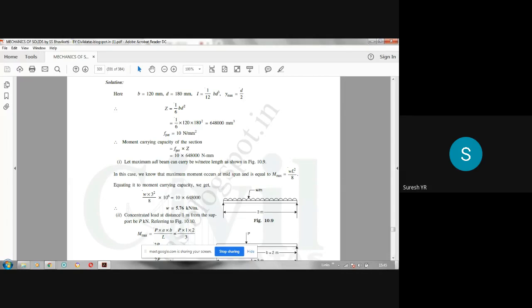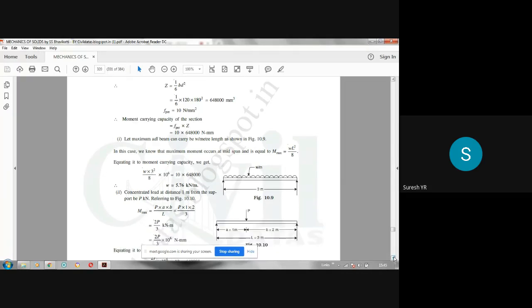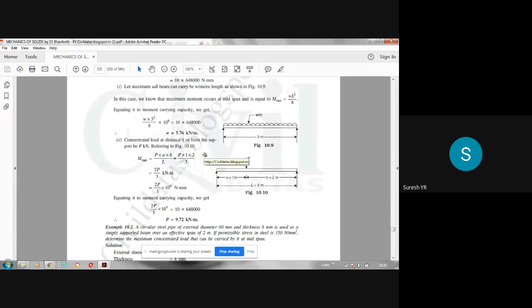Next, the second case for the same problem: what is the maximum concentrated load that can be applied at 1 meter distance from the support? Let us take that as P. P is the concentrated load applied 1 meter from the left support. So the total is 3 meters, this becomes 1 meter and this becomes 2. Now P is unknown. We have to find P.